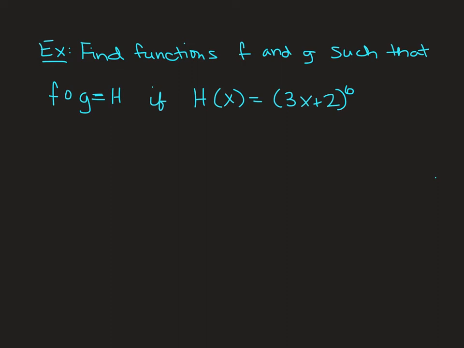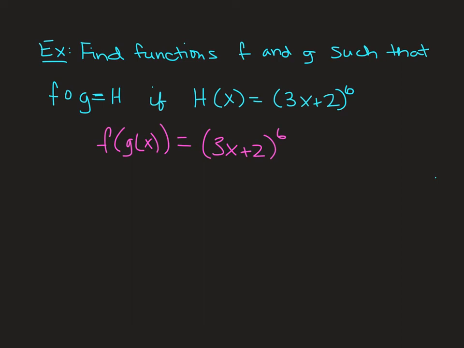We have one other type of problem. What we're doing in this one is finding functions f and g such that their composition equals an h, and our function h is (3x plus 2) to the 6th power. So basically what this is saying is that f of g of x is equal to (3x plus 2) to the 6th. So you'll notice that g of x is our inside function, f of x is our outside function.